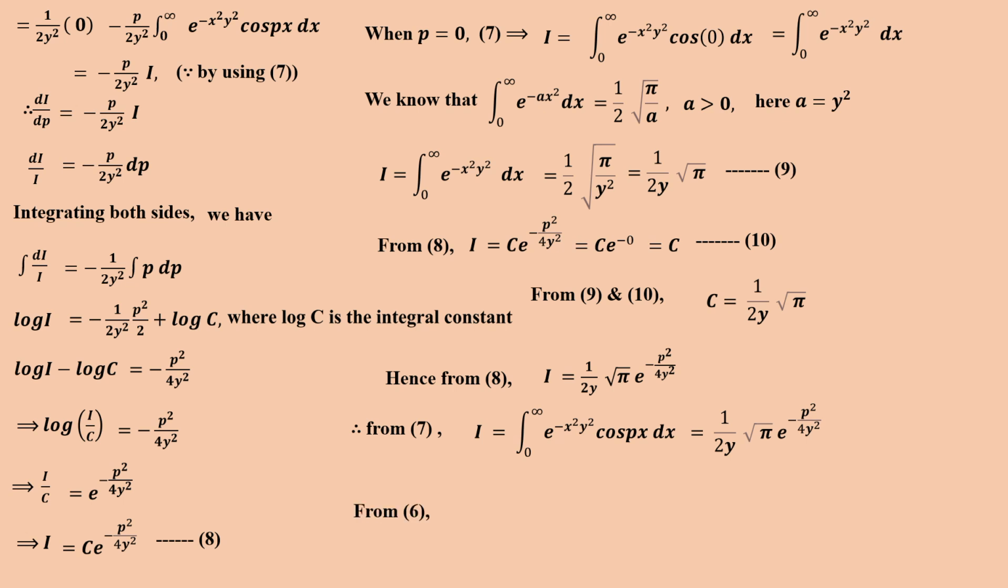So going to equation number 6, integral 0 to infinity cos px by a square plus x square dx is equal to integral 0 to infinity e power minus x square y square cos px dx into integral 0 to infinity 2y e power minus a square y square dy, which is equal to integral 0 to infinity 2y e power minus a square y square dy into 1 by 2y root pi e power minus p square by 4y square, which is equal to root pi integral 0 to infinity e power minus a square y square into e power minus p square by 4y square dy.